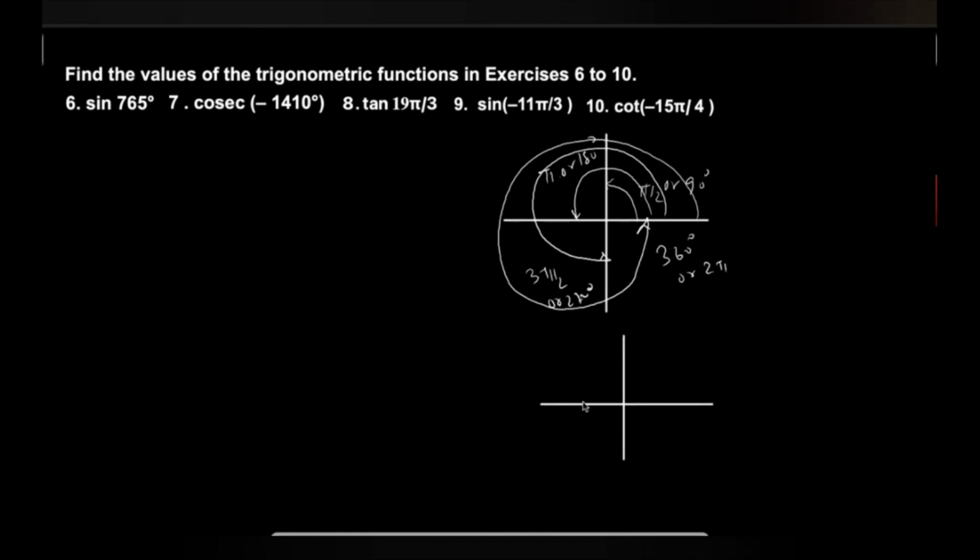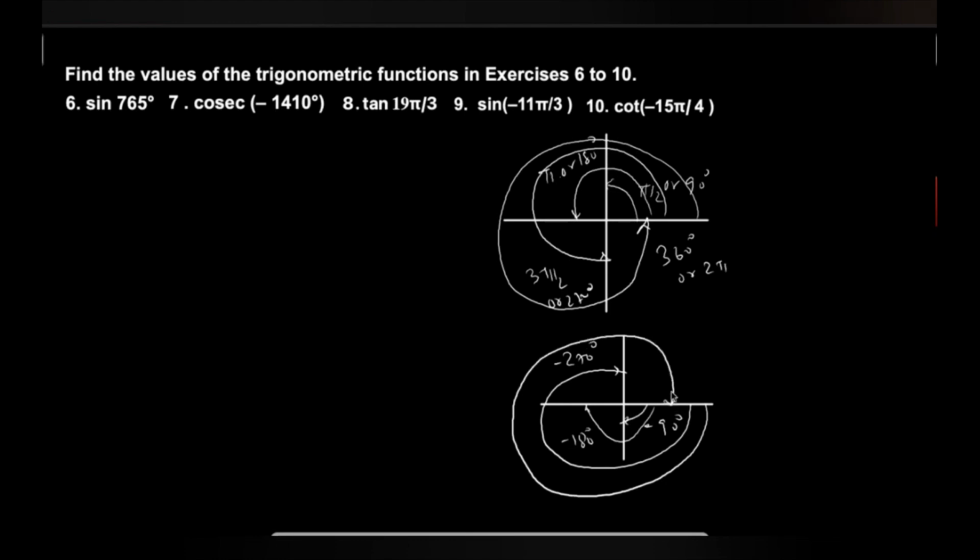Like here to here it will be minus 90 degrees, then from here to here it will be minus 180 degrees, and then from here to here it will be minus 270 degrees, and from here to here it will be minus 360 degrees. So in this direction the angles are negative. You can actually look at this relation as well.